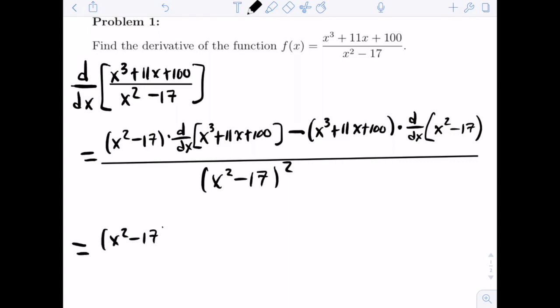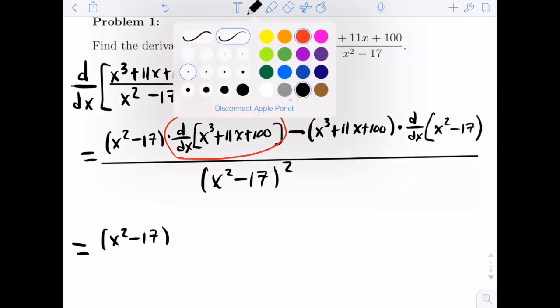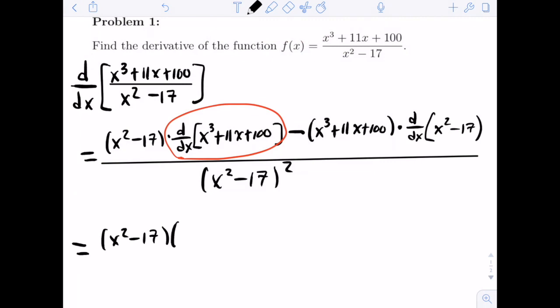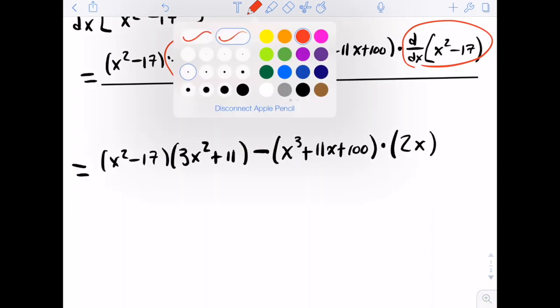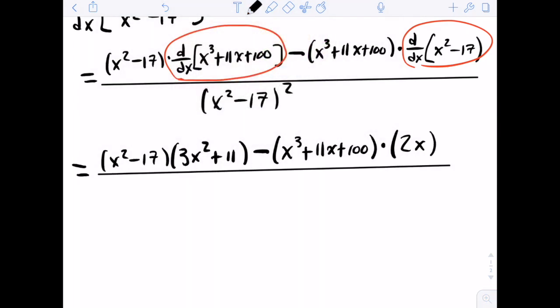So the derivative of this bit right here, we'll do first. The derivative of x cubed plus 11x plus 100. So we've got 3x squared plus 11, right? Then we've got the minus sign. Then the x cubed plus 11x plus 100 stays. Then we multiply by the derivative there. So that's just 2x, right? So that's the derivative we just took right there. And then the bottom stays the same. There's really no sense in expanding it because it's just going to give you a big mess.